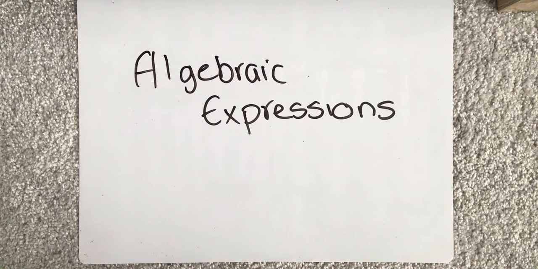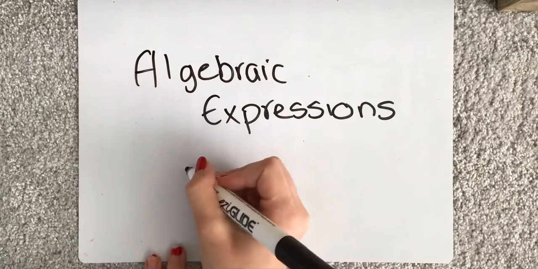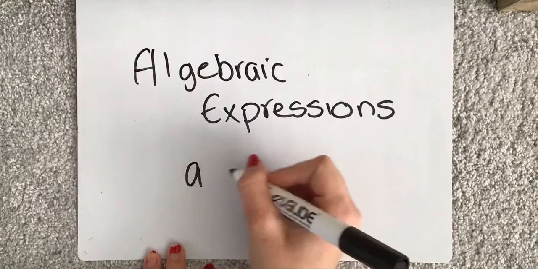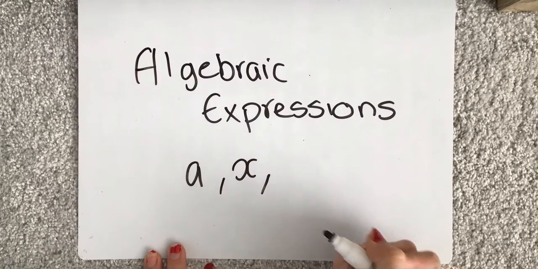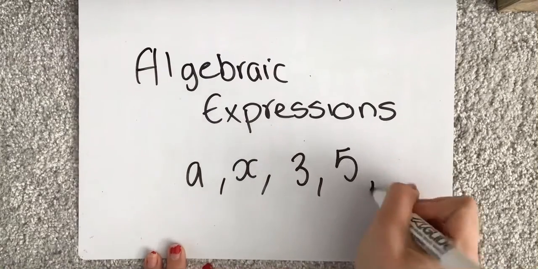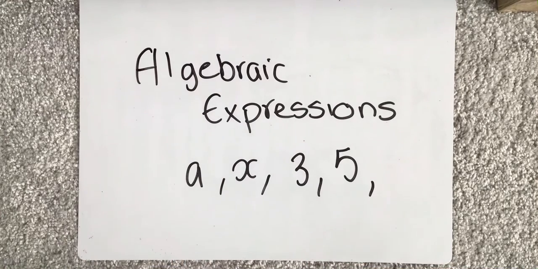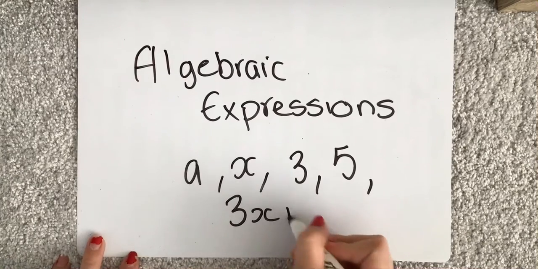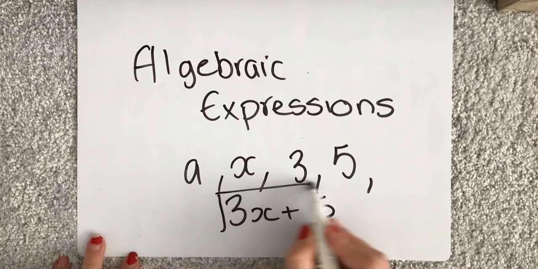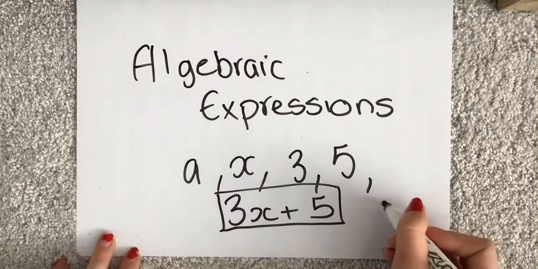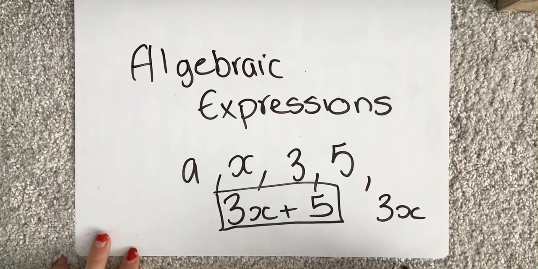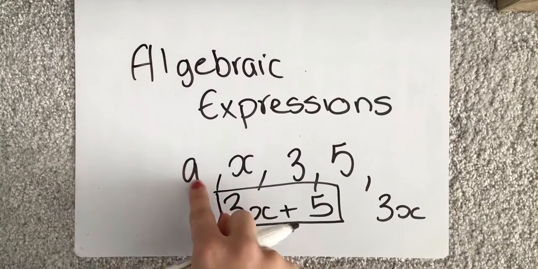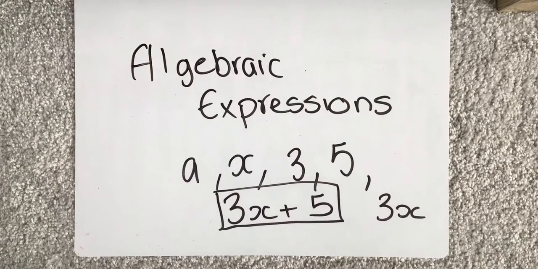So an algebraic expression, or an expression, okay, is just a combination of letters, so something like a, something like x, numbers, so 3, 5, anything like that, and terms, okay? It's a combination of them together. So something like 3x plus 5, that is an expression, okay? Something like 3x on its own is an expression, okay? Now, each one of these that we have is a variable, okay? And it makes up each part of it.